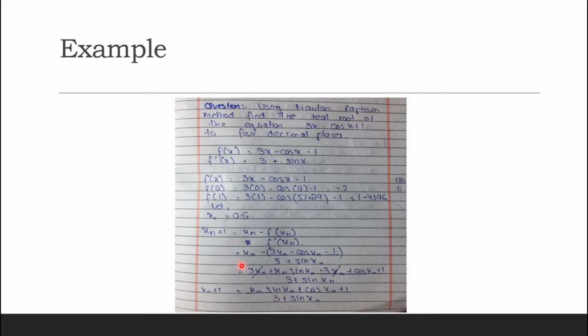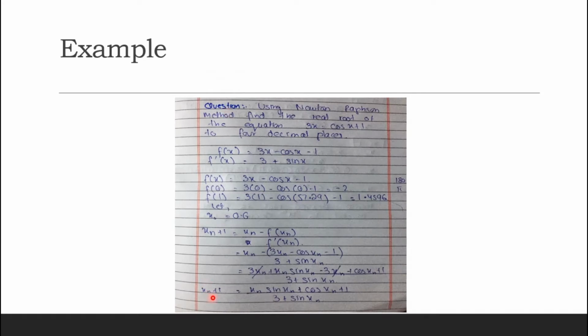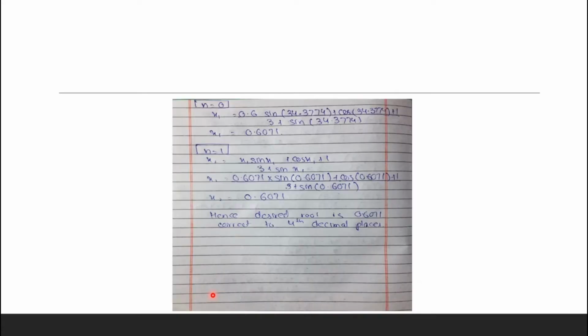Now we have to iterate it. We have to apply iterations. We can take any number of values of n starting from 0. So when n is 0, we will get x1, since n plus 1 is 0 plus 1, which is 1. We will put all the values here and we will get the answer up to 4 decimal places.